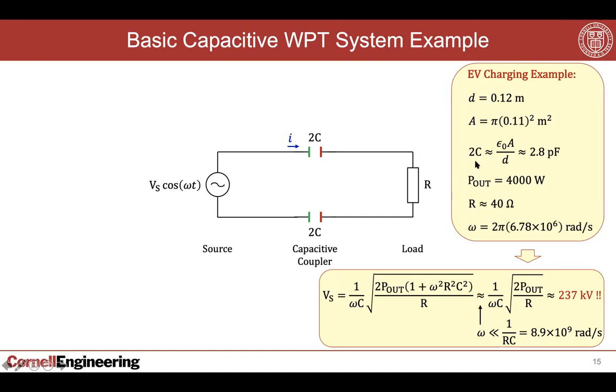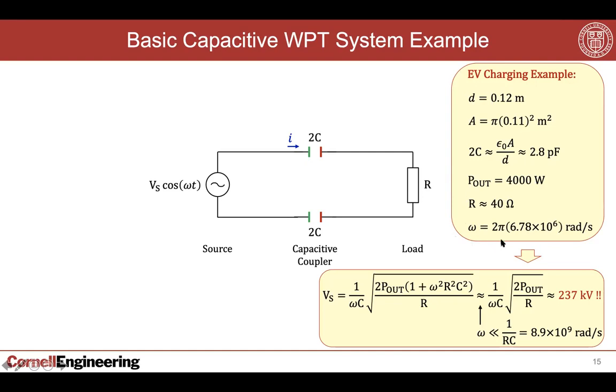The capacitance, therefore, or 2 times C, comes out to be 2.8 picofarads. And so C, which would be the effective capacitance, is going to be half of that when you put these two capacitors in series. So it's only 1.4 picofarads of capacitance, really, through which you have to transfer this energy. So assuming you want to transfer 4 kilowatts of power, and if you assume the battery voltage is 400 volts or thereabouts, that gives you an effective resistance value of about 40 ohms.